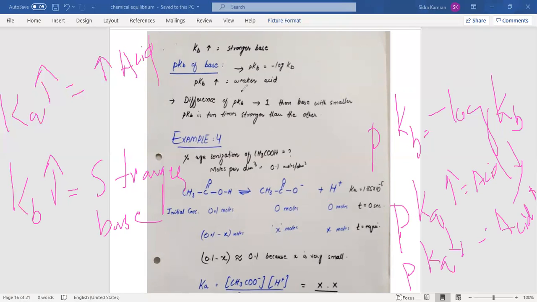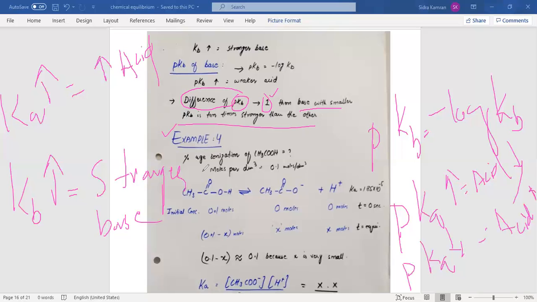If the difference of pKb between two bases is 1, then the base with the smaller pKb is 10 times stronger than the other. As we have discussed in ionization constant of acids, if the difference of pKa is 1, then the acid with the smaller pKa is 10 times stronger. In the same way, if the difference of pKb, the negative log of Kb, is 1, then the base with the smaller pKb is stronger. How much? 10 times stronger. Here you can see example number 4 from your book.